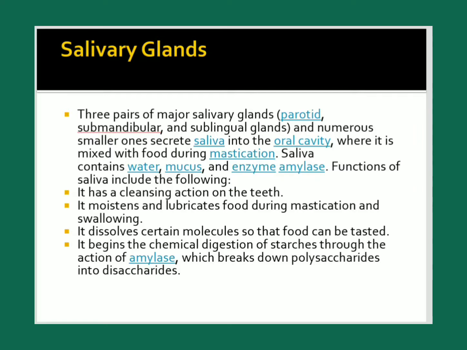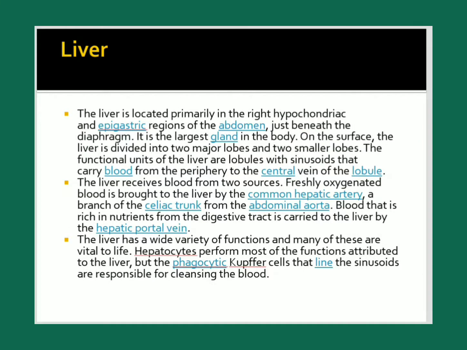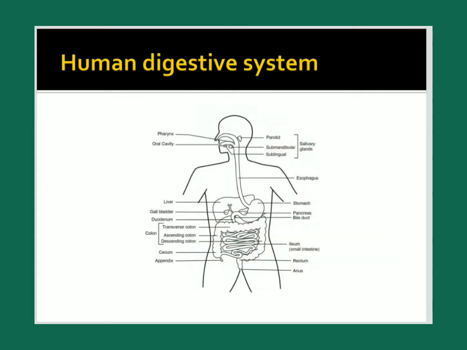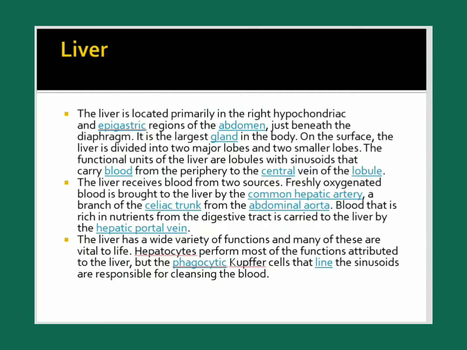Okay. Next, coming to the liver. The liver is also a major gland in the body, the largest gland actually. It is located primarily in the right hypochondriac and epigastric regions of the abdomen, just beneath the diaphragm. On the surface, the liver is divided into two major and two smaller lobes. See, the liver is present below the diaphragm.